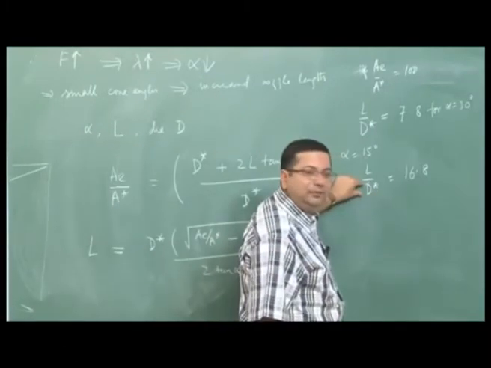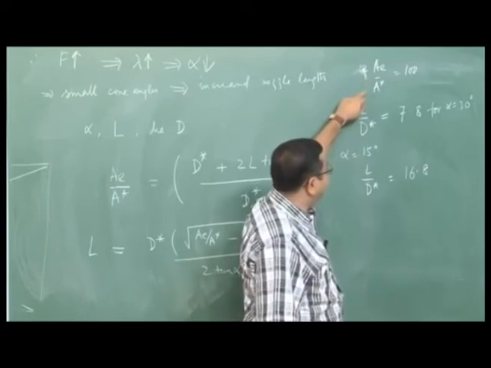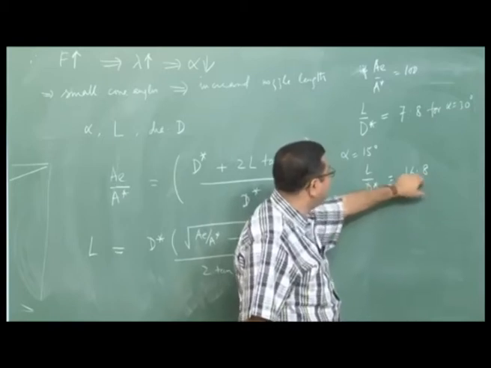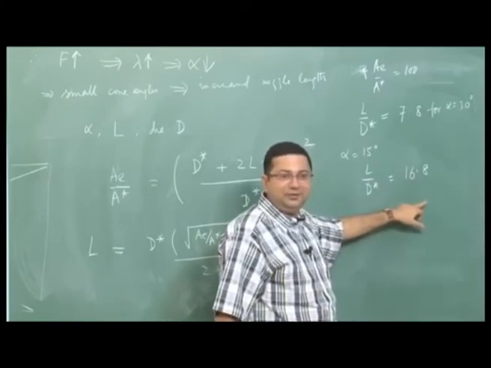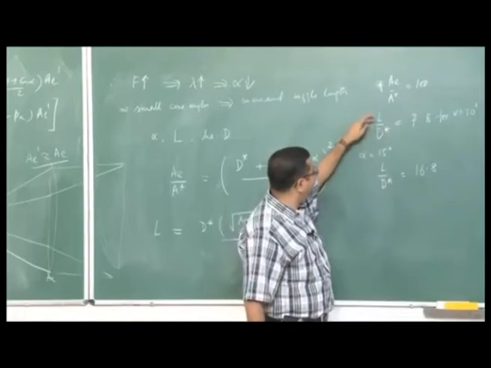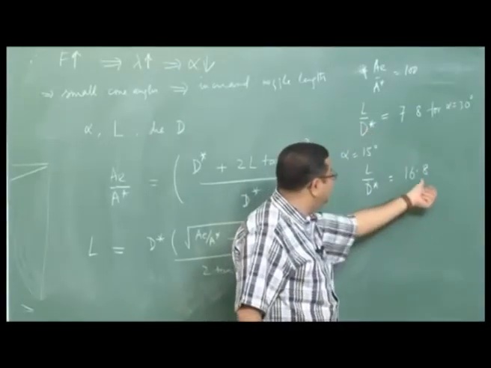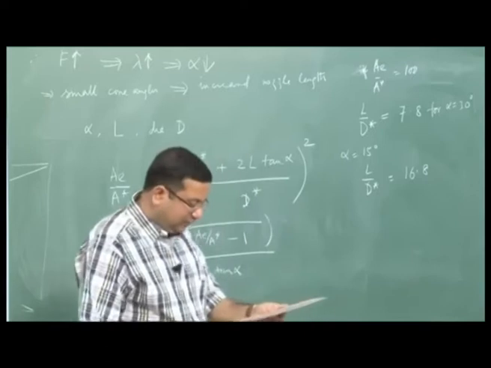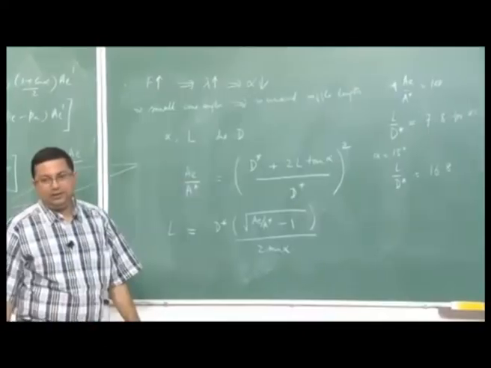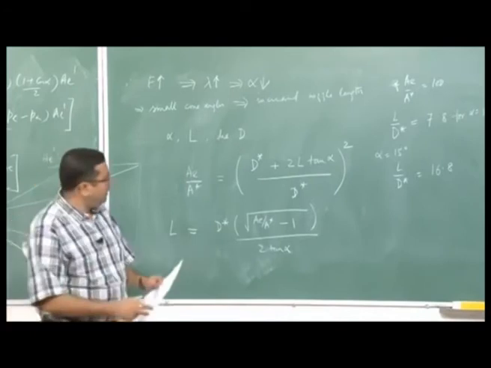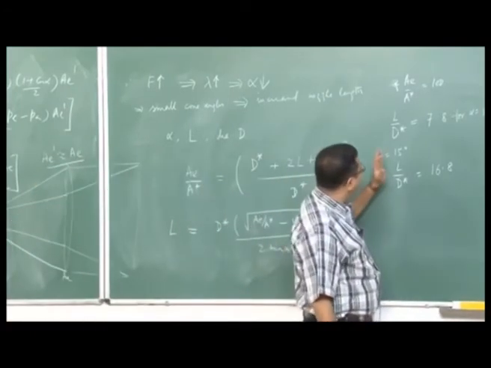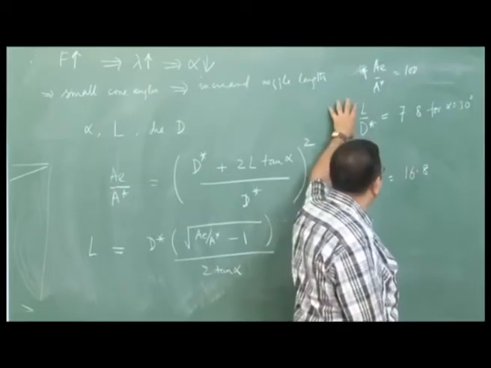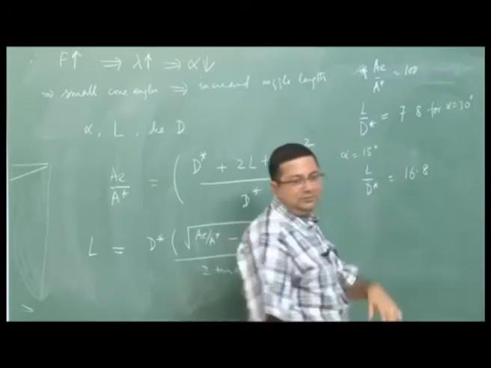So this remains the same. Now, in order to maintain the same area ratio, if we reduce the half angle by half, the length has increased by more than double, because earlier the length was 7.8 times D star, now it is 16.8 times D star. So it is more than double. So what we are seeing is that the nozzle length, and now another point I have to mention here is that if we do not make this change, what happens? If you maintain the same area ratio and reduce this, what will happen?